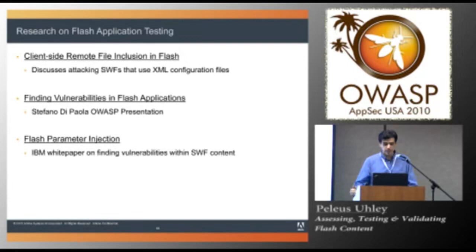And for details about how to attack these, there's a blog written on client-side remote file inclusion in Flash. That one talks specifically about attacking Swifts which load XML config files. I mentioned already the talk by Stefano. And IBM also wrote a paper on Flash parameter injection, where they go through these techniques in greater detail. And like I said, all of these links are on the OWASP Flash Security Project website.